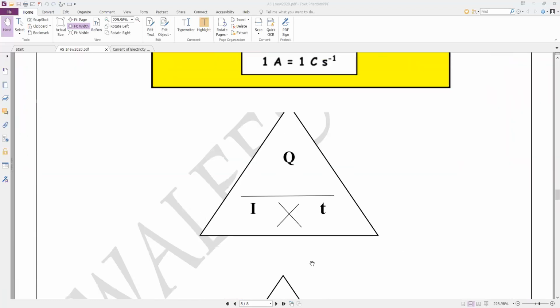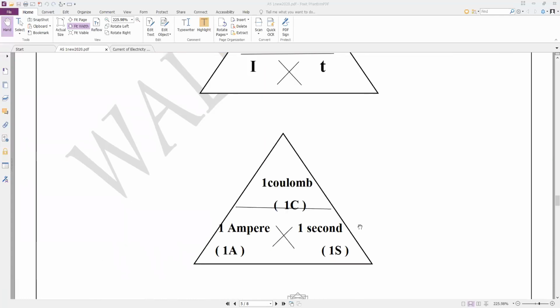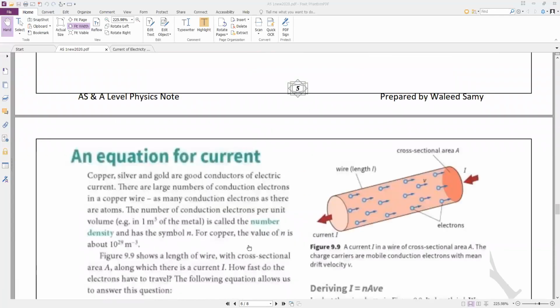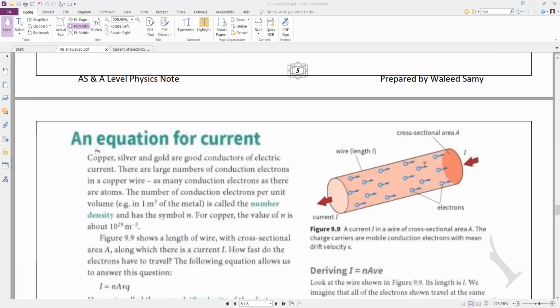From this triangle, we can calculate it. What's Q? It's equal to I multiplied by T. What is I? Q over T. What is T? Q over I. And it is the same for units. 1 coulomb is equal to 1 ampere multiplied by 1 second. 1 ampere is 1 coulomb over 1 second. 1 second is equal to 1 coulomb over 1 ampere. Okay, then an equation for current.